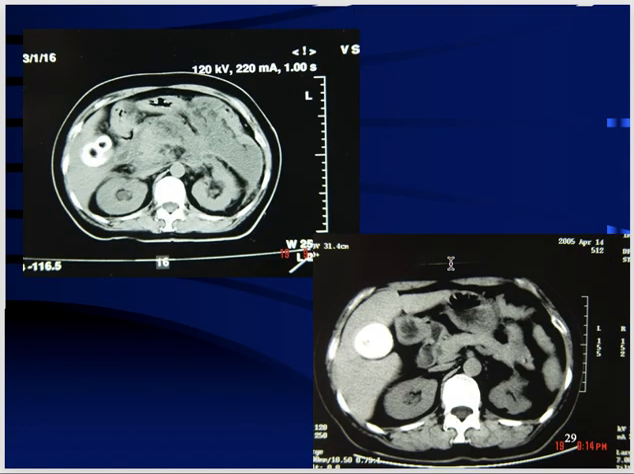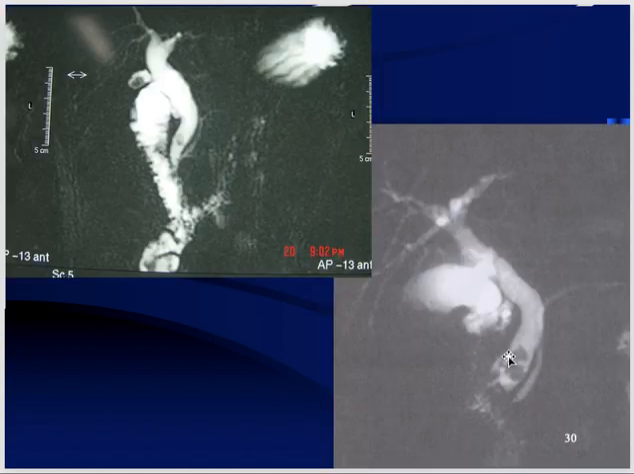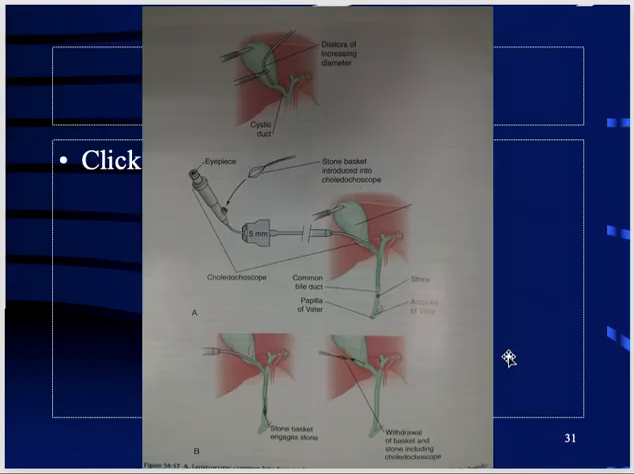Okay, other than that, they are showing the MRCP. You can see here they are using dilators of increasing diameter. There's an eyepiece over here. This is the percutaneous transhepatic one. So of course, this way they can remove the stones.